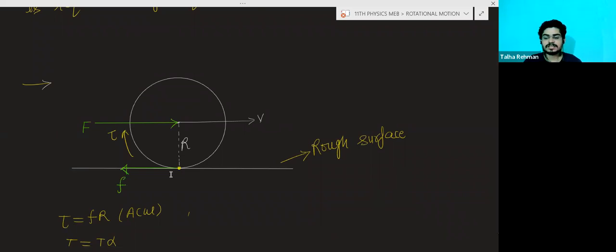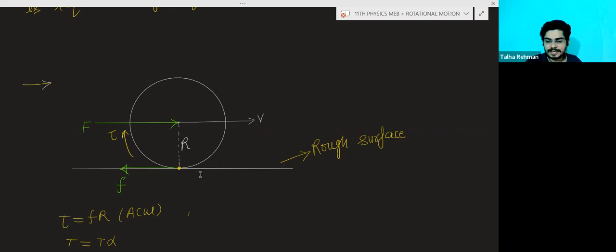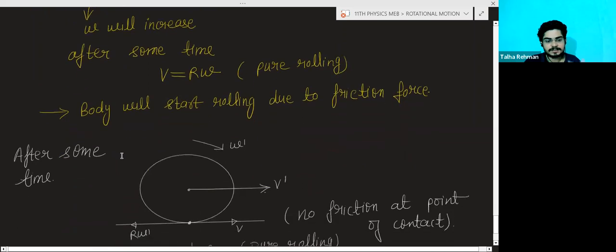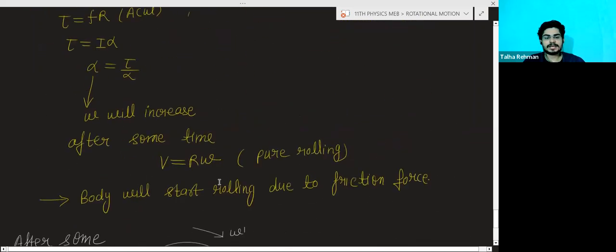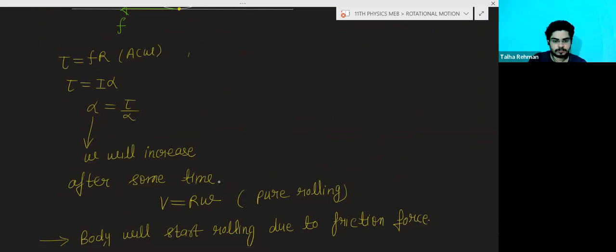Angular acceleration is the rate of change of angular velocity with time, which means with time the angular velocity will increase in anti-clockwise direction, and due to that increase, after some time the condition will be satisfied. The condition of pure rolling, v is equal to r omega. Suppose after some time the velocity and omega are both changing, and it becomes v dash is equal to r omega dash.